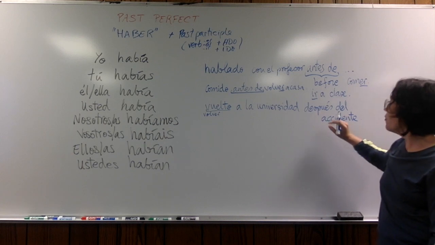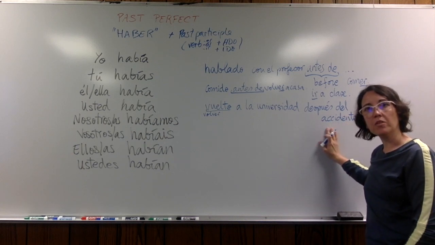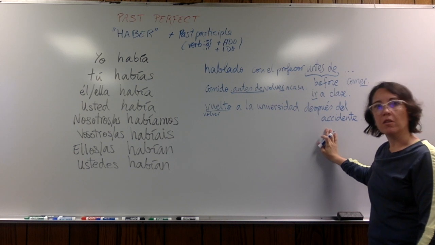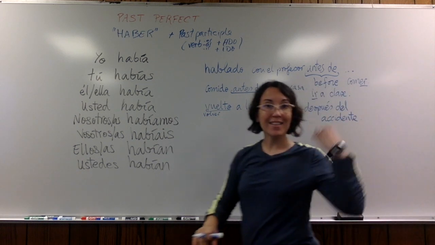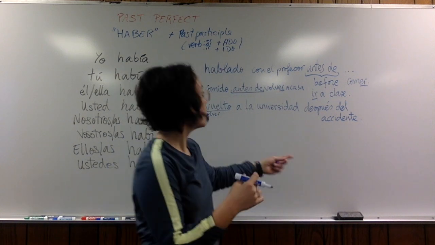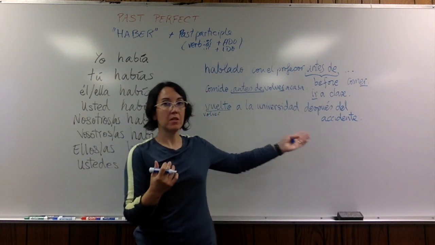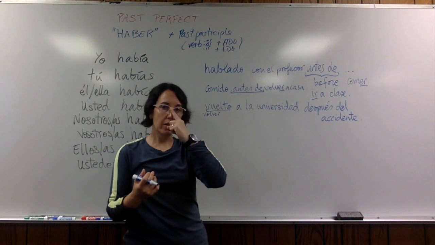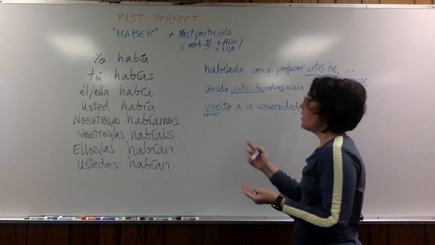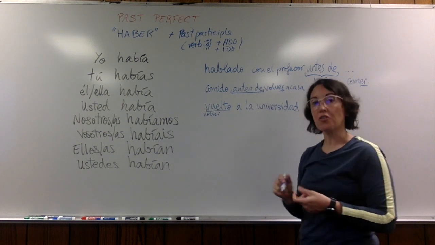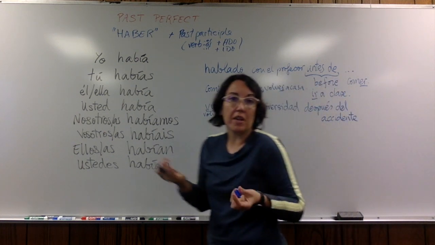So first, the accident happens, and then the person returned to the university. Of course, that happened a long time ago because we're not saying when that happened anyways. But here what's important is the fact that that person had returned to the university after the accident.